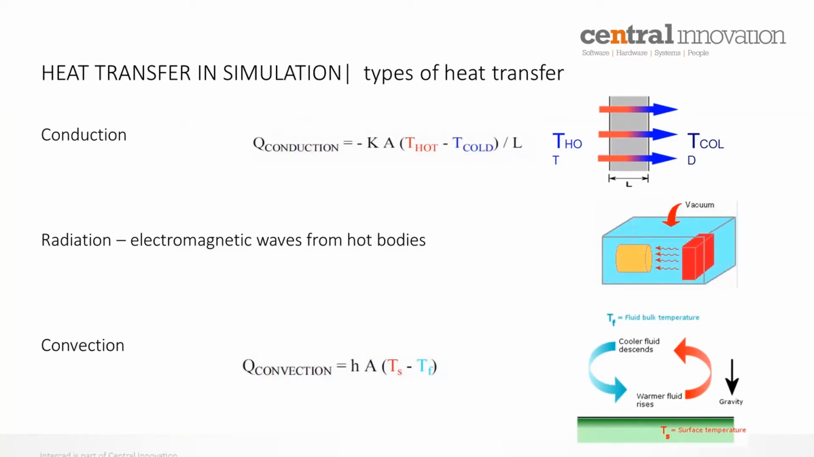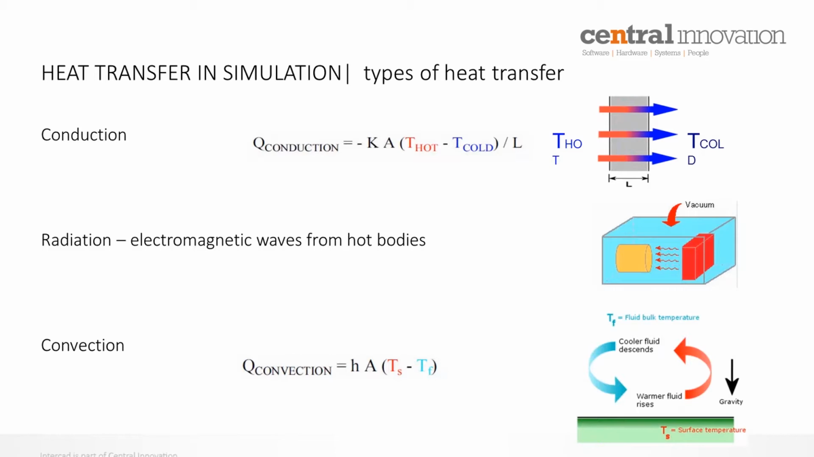So types of heat transfer. The three predominant types are conduction, so when objects are touching each other, they can conduct heat through them, and radiation, which allows heat to transfer through either air or a vacuum through electromagnetic waves. So these two first are the types we're going to deal with in our Simulation Professional.